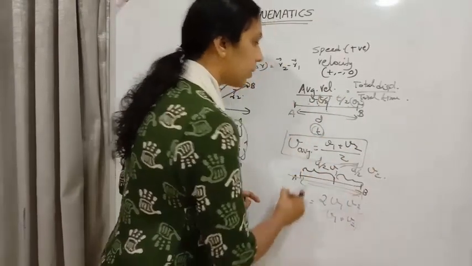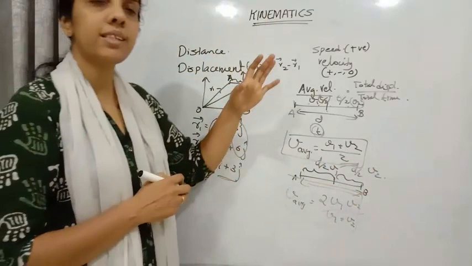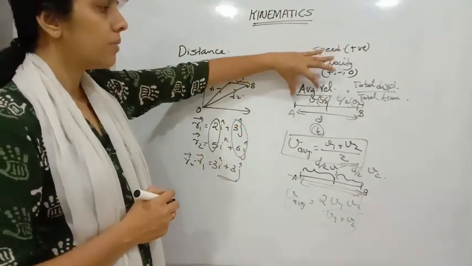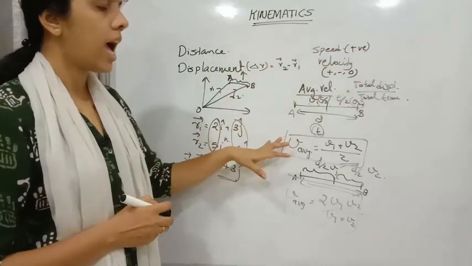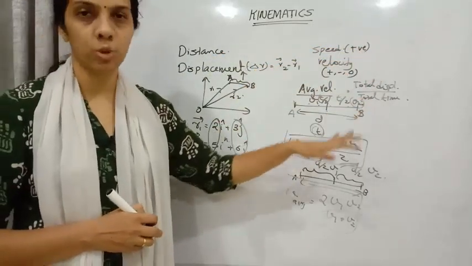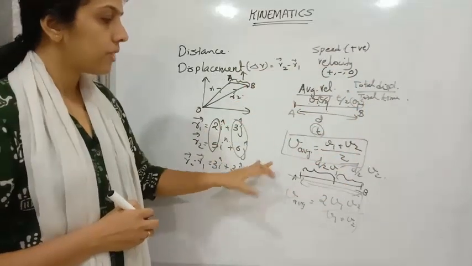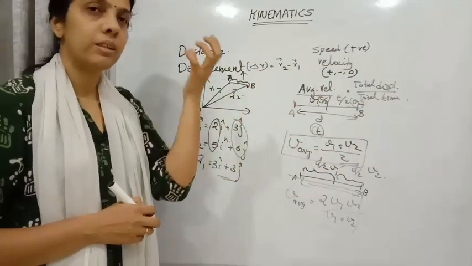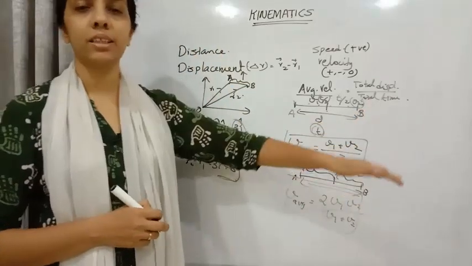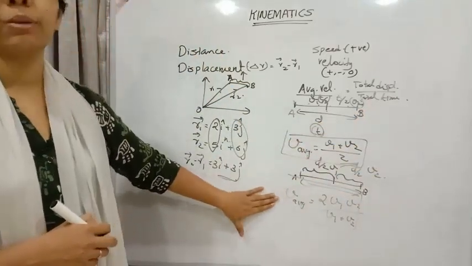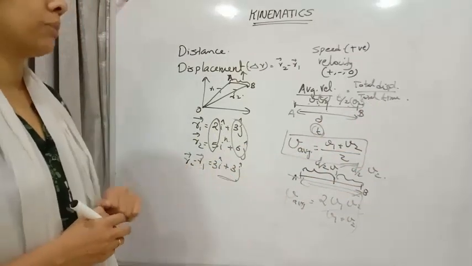Average velocity: if for half of the time it is moving with one velocity and the next half with another velocity, average velocity will be (v1 plus v2) by 2. But instead, if for half of the distance it is moving with one velocity and the next half with another velocity, average velocity will be 2 v1 v2 divided by (v1 plus v2).